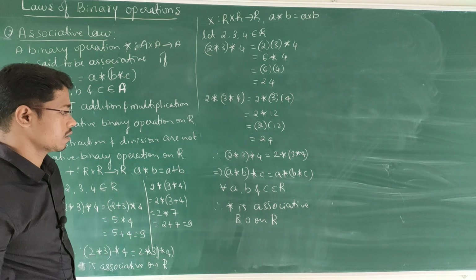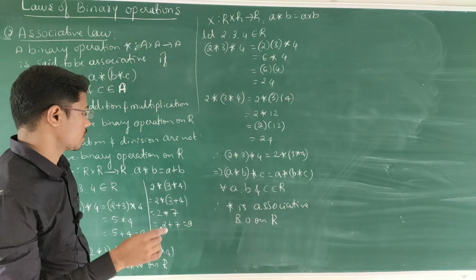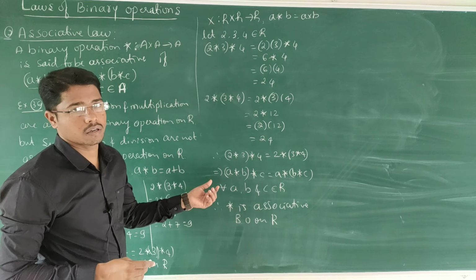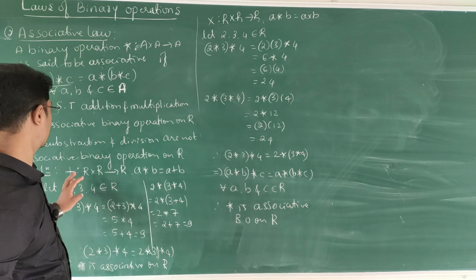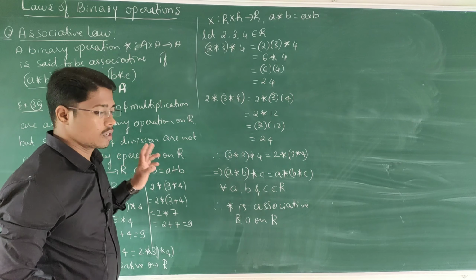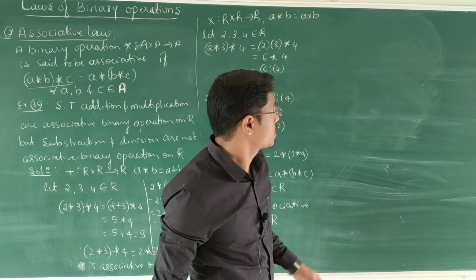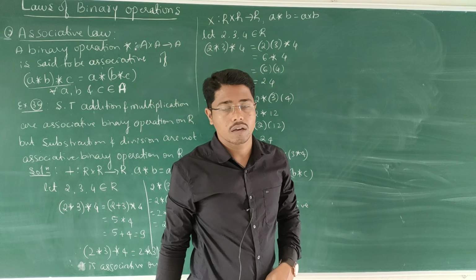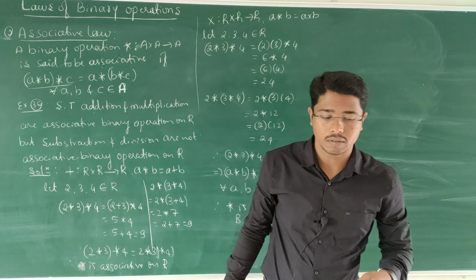So star is an associative binary operation on the set of real numbers, right? Addition and multiplication are associative binary operations on the set of real numbers. So let us see subtraction and division. What about subtraction and division? Subtraction and division are binary operations on the set of real numbers, but let us see the example.